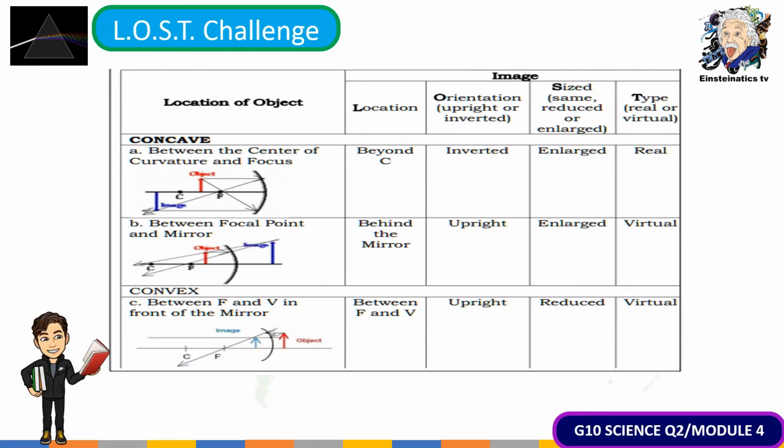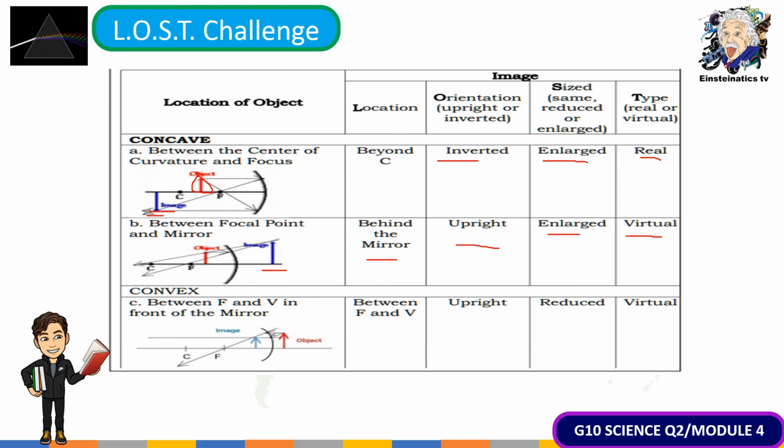Okay, so let us check whether you got it correct. So as you can see, the image on the first example is formed beyond C. And as you can see, the image is inverted and it is enlarged, meaning mas malaki siya sa original na object. And of course, it is real kasi it is formed in front of the mirror. Now, for the second example naman, as you can see, the image is formed behind the mirror or sa likod. It is upright and enlarged or mas malaki kaysa dun sa original object. And of course, since it is behind the mirror, it is virtual.